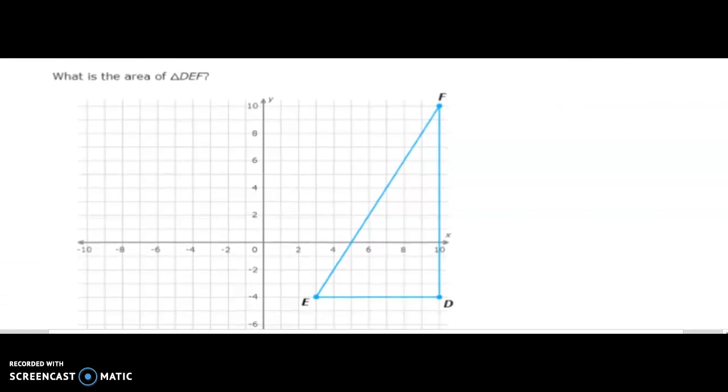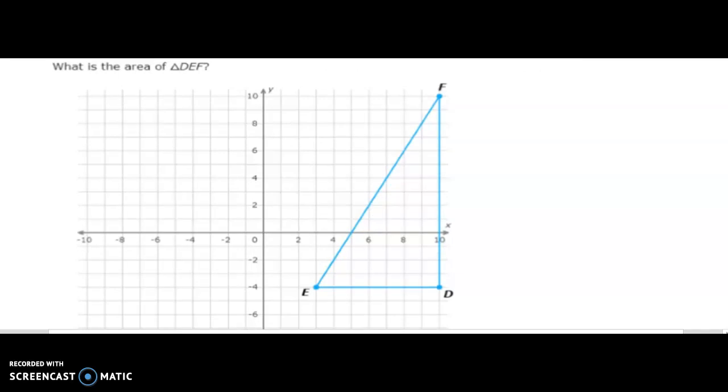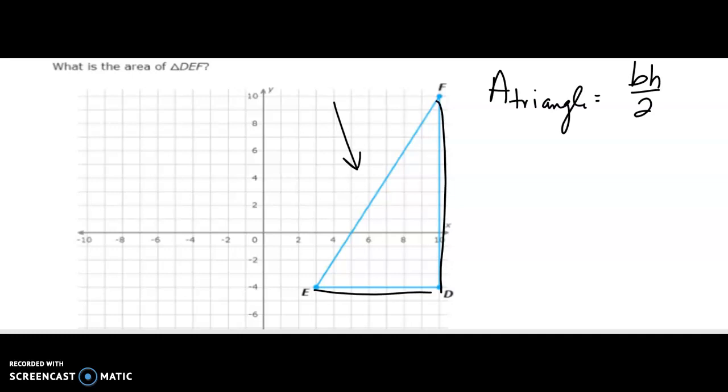Okay, area. How do we find the area of a triangle? Base times height divided by 2. Here's the base and here's the height. So I don't need to know what the hypotenuse is on area. All I need to know is the base and the height.